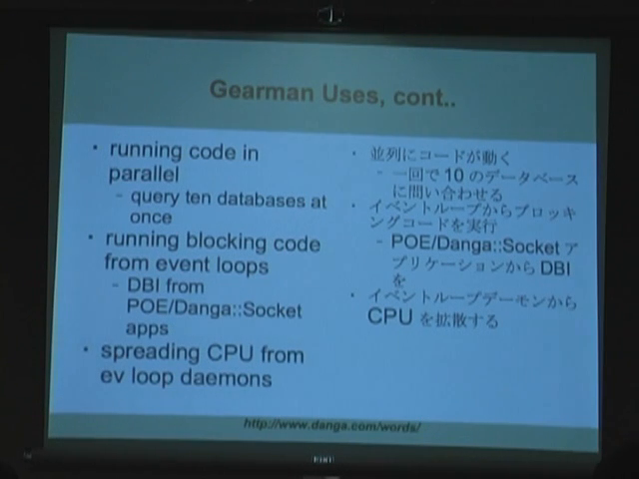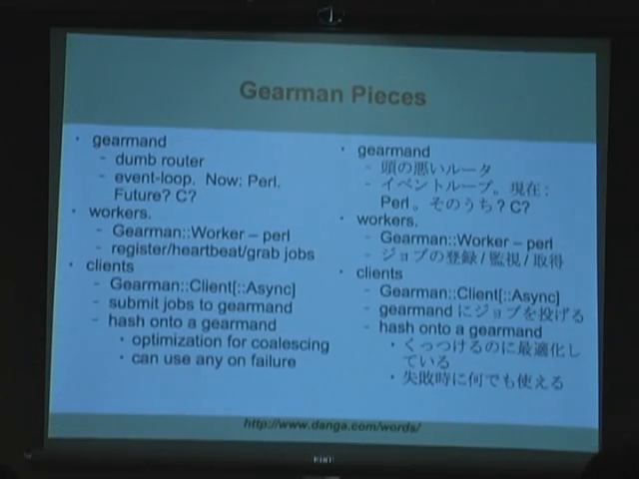So if you have some expensive stuff to do, ship it off to some Gearman workers. The pieces of Gearman: there's Gearmand, which is just the dumb router. It's an event loop. Like I said, it's now Perl, maybe it'll be C. Then we have workers, which just use Gearman::Worker, a little wrapper around the Gearman client API. The protocol is the same whether you're a worker or a client. It's just the difference of what methods you're calling to the server, saying either I can do something or I would like something done. So the workers register what they can do, do heartbeats and grab jobs, and they're woken up if there's something for them to do.